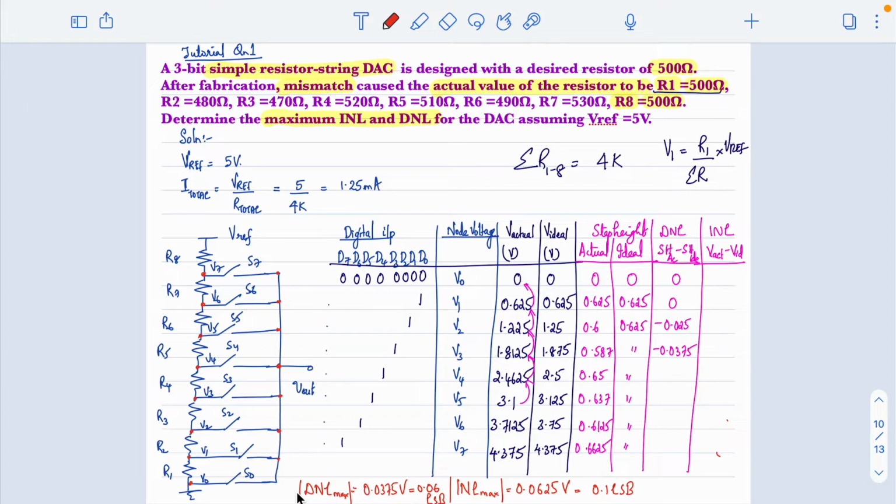The differential non-linearity is the deviation from the ideal, right? So if the actual value is more than the ideal, it is positive. If it is the other way, it is negative. In general, for a DAC, the maximum permissible DNL or INL is within the range of plus or minus 0.5 LSB, right? So generally we write it as a magnitude. Yeah, fine.